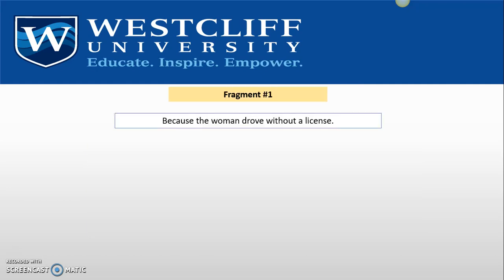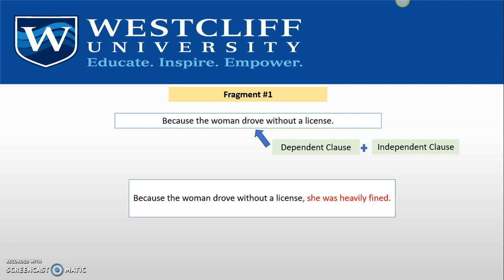Fragment number 1: because the woman drove without a license. So this is an example of a dependent clause. And you can tell by that first word, dependent, that it needs something else in order to be a complete thought or a complete sentence. When you use dependent clauses, you need to attach them to independent clauses, and then that will make up one complete sentence. So a way that we could fix this first example would be: because the woman drove without a license, she was heavily fined. Okay. So our dependent clause adds information, but it does not function as its own sentence.